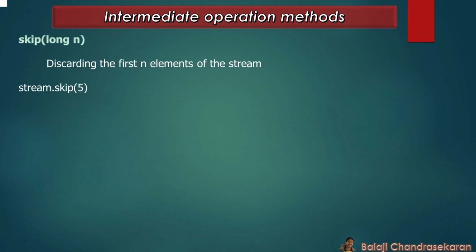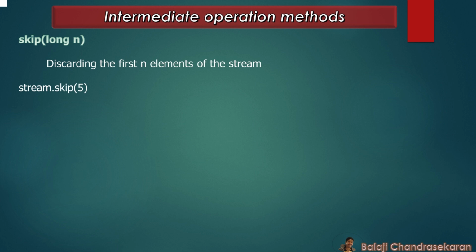The skip method returns a stream consisting of the remaining elements of the stream after discarding the first n elements of the stream. If the stream contains fewer than n elements, then an empty stream will be returned. In this example, I used the skip(5) method for a stream instance, which skips the first 5 elements of the stream.